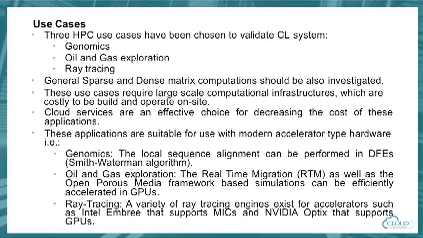The use cases chosen to evaluate the Cloud Lightning system are genomics, oil and gas exploration, and ray tracing. Moreover, general sparse and dense matrix computations should also be investigated, since they are involved in most large-scale simulations today, in fields such as computational fluid dynamics, computational mechanics, structural analysis, and these types of applications. The three use cases require large-scale computational infrastructures, which are costly to build or operate on site. Cloud services are an effective way to decrease the cost of deploying these applications.